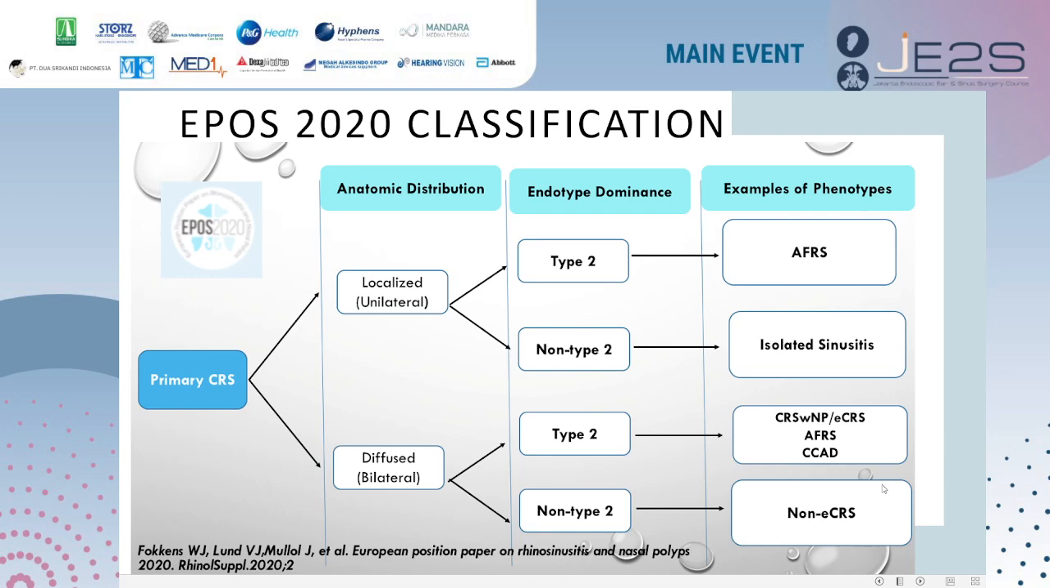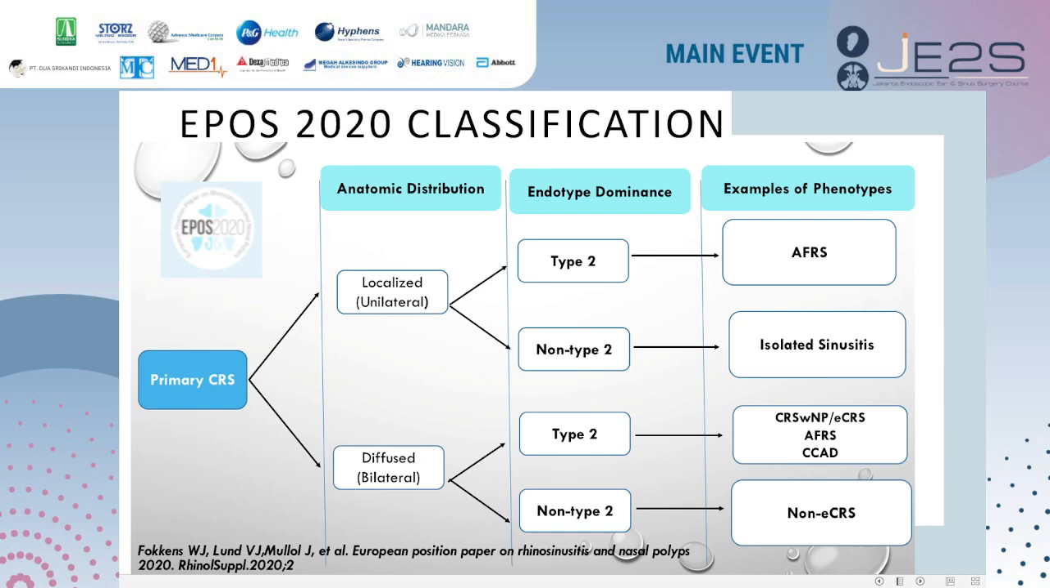Some of us may misinterpret this, because localized is not identical with unilateral. Maybe in some patients it is localized, but on both sides. So it is important for us to understand the pathophysiology, because even in one patient, both sides may have different pathophysiology. And based on the pathophysiology, it is divided into type 2 and non-type 2.